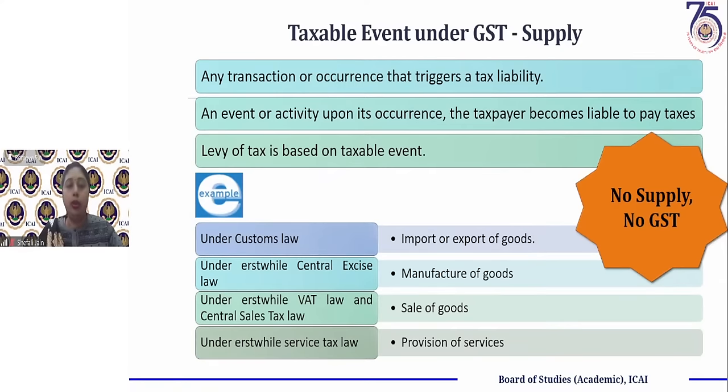Under customs law, customs duty is leviable on import or export of goods. Similarly, under central sales tax law or under VAT, sale of goods was the taxable event. So if there is a sale of goods, VAT will come into picture. If there is no sale of goods, VAT will not come into picture. VAT will come in case of the intrastate supply, and central sales tax will come into picture on interstate supply.